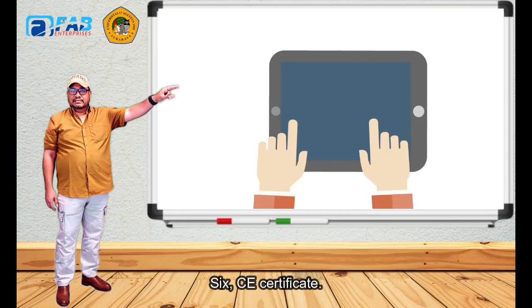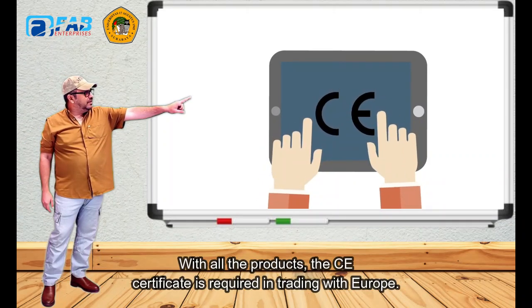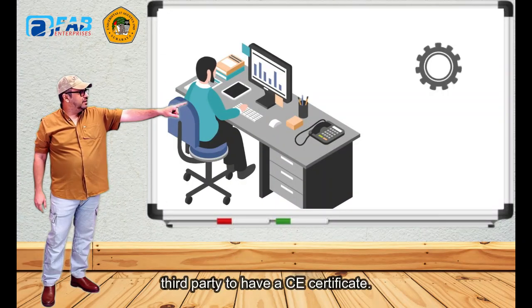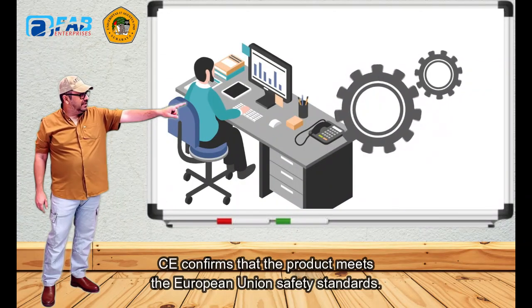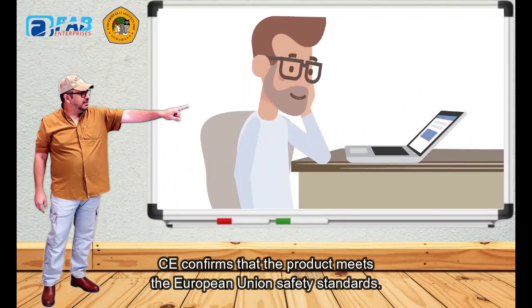6. CE certificate. For all products, the CE certificate is required in trading with Europe. The producer must be certified by an independent third party to have a CE certificate. CE confirms that the product meets the European Union safety standards.